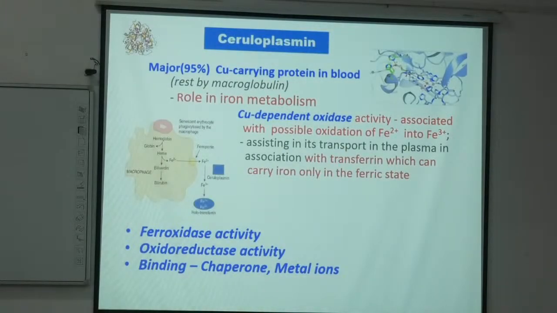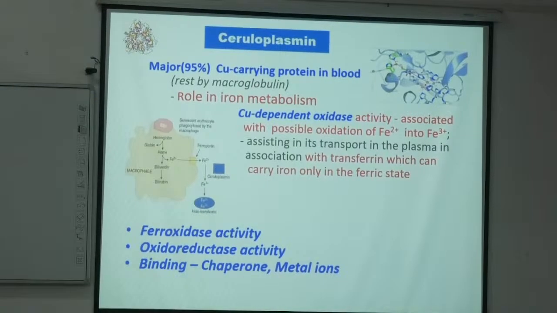Ceruloplasmin, I repeat, this is one important plasma protein. It's a major copper carrying protein and it is related with iron metabolism also. So 95% of copper is carried by the ceruloplasmin, and it has copper dependent oxidase activity. You see that iron Fe2+ is converted into Fe3+ by ceruloplasmin, and it is in this form that iron is transported. So ceruloplasmin is a copper dependent oxidase, and that helps not only copper metabolism but also iron metabolism.